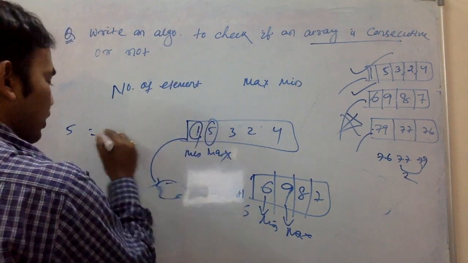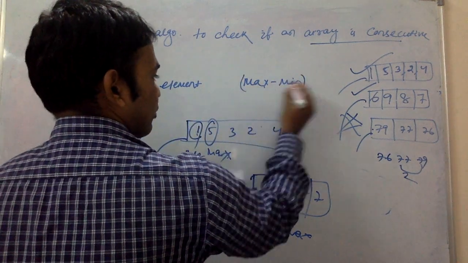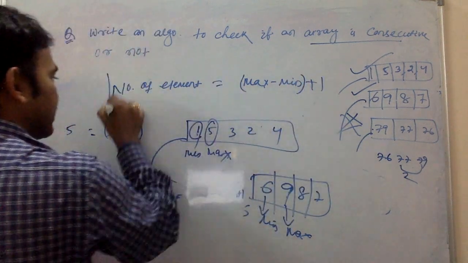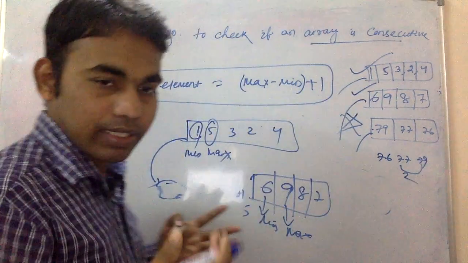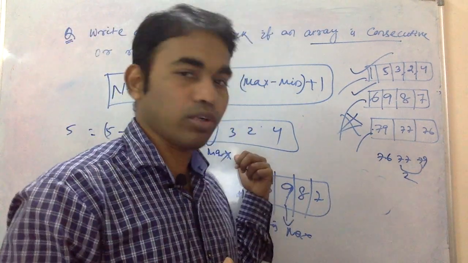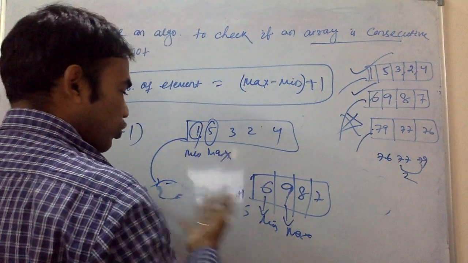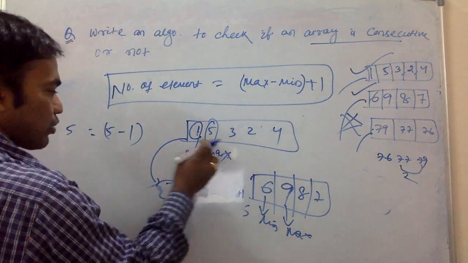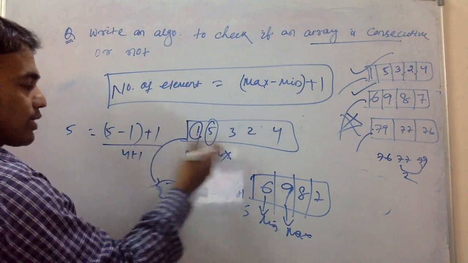So which is 5 minus 1? I am writing the formula actually, plus 1. So this is the relation. If you get this relation by carefully observing this technique, then you will write a program which will take less time. You will write the program, don't worry. We'll write down the algorithm, but try to observe it. So if it is 5 minus 1, then plus 1, so this is 4 plus 1, this is 5. So it is satisfied, right?